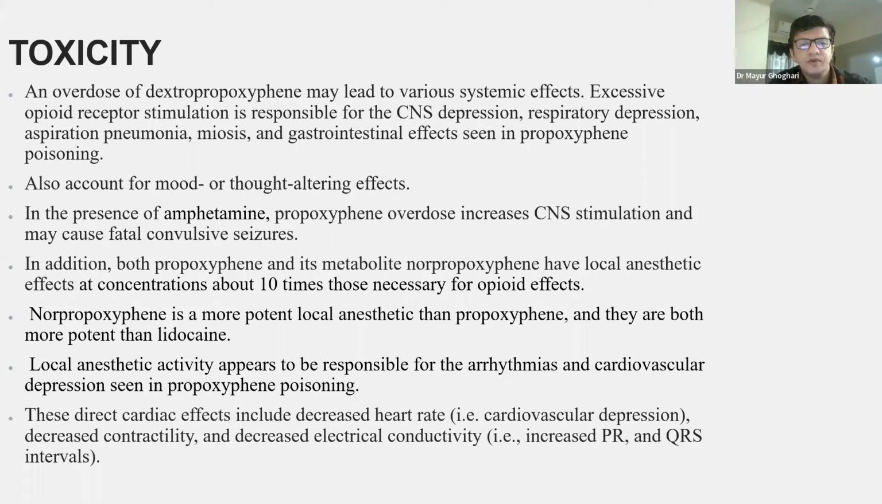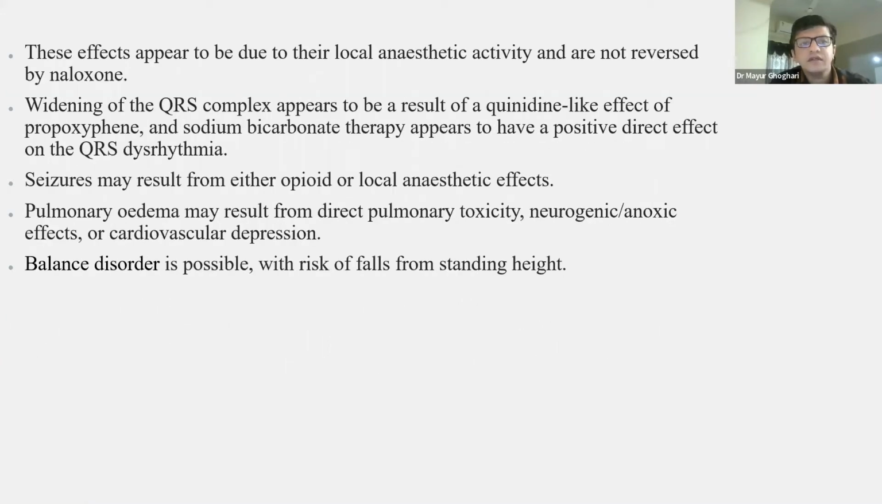In addition, both propoxyphene and its metabolite norpropoxyphene have local anesthetic effect at concentrations about 10 times those necessary for opioid effects. Norpropoxyphene is a more potent local anesthetic than propoxyphene, and both are more potent than lignocaine. Local anesthetic activity appears to be responsible for arrhythmia and cardiovascular depression seen in propoxyphene poisoning. This direct cardiac effect includes decreased heart rate, decreased contractility, and decreased electrical conductivity. These effects appear to be due to their local anesthetic activity and are not reversed by naloxone.